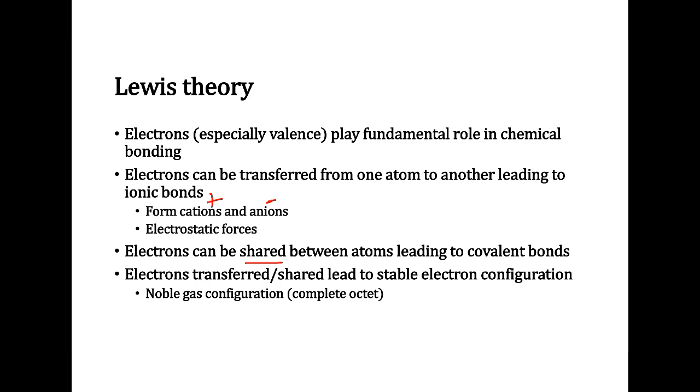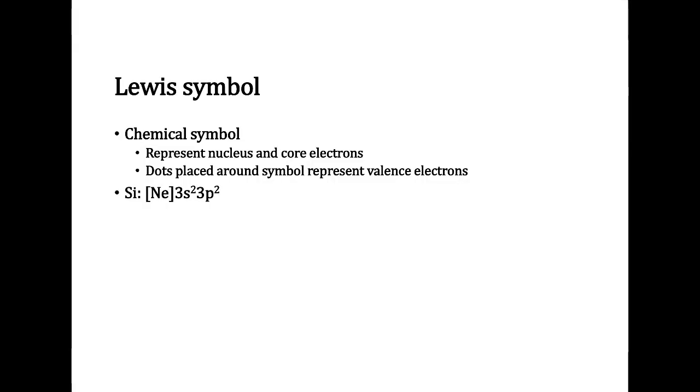But throughout all of this, whether the electrons are actually being transferred or just shared, we're trying to get to a stable electron configuration, a noble gas electron configuration, to complete that octet. We want to try to get 8 electrons around those species. So let's go ahead and start by looking at Lewis symbols.